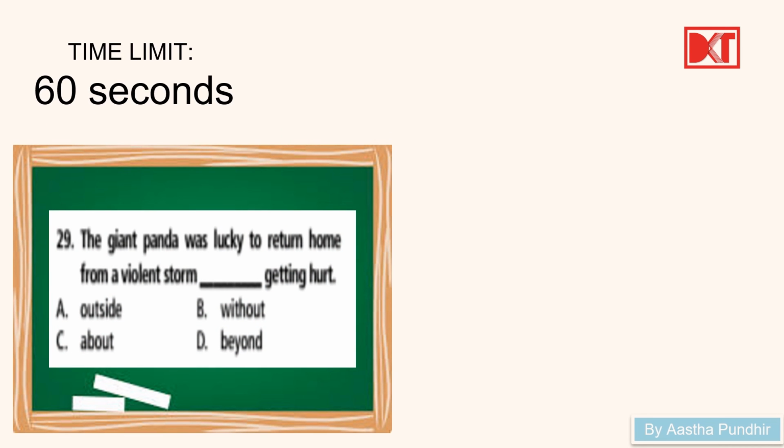Okay, here the giant panda was lucky to return home from a violent storm, dash, getting hurt. A. Outside getting hurt. B. Without getting hurt. C. About getting hurt. Or D. Beyond getting hurt. So here the correct answer is B. Without getting hurt.